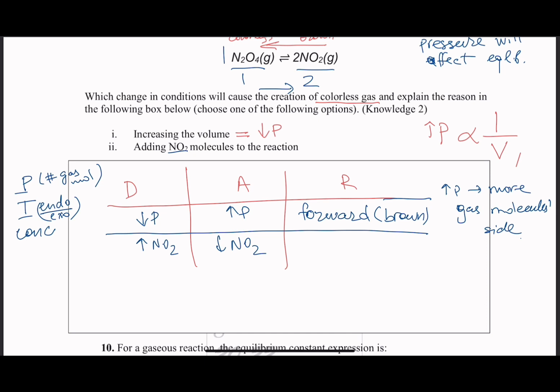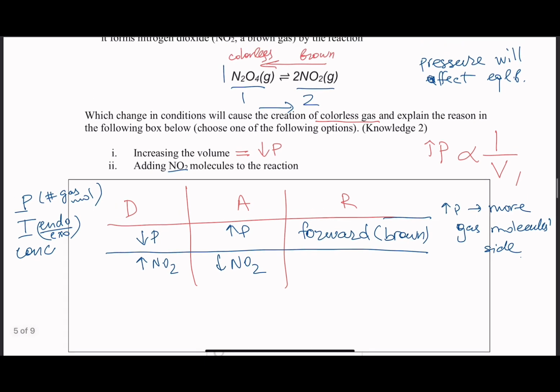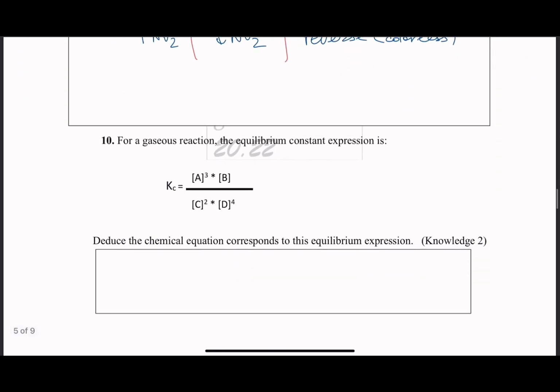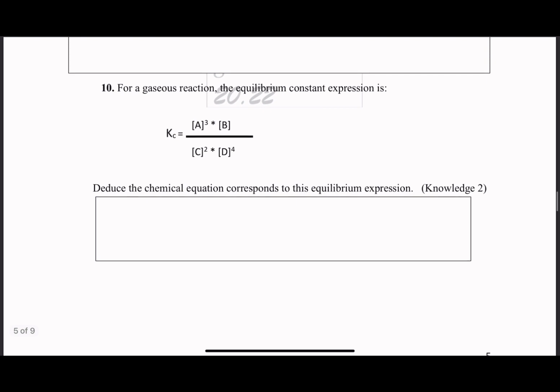How can I decrease NO2? If I go forward, I will make more NO2. But if I go backwards, I'm going to use up the NO2, which is why I will make more colorless gas. Go in reverse and I will make more colorless gas. This is the answer we're looking for. So you have to choose this and explain why. Now we go into the next question, which is question 10.